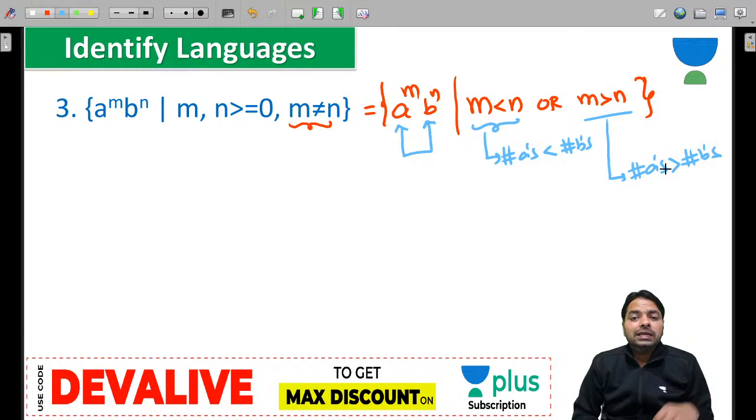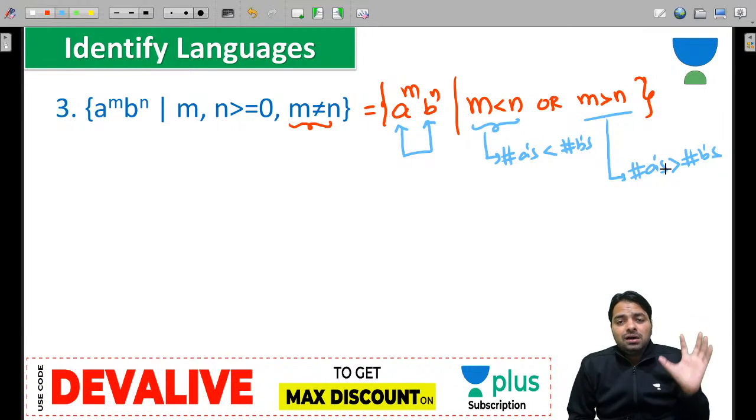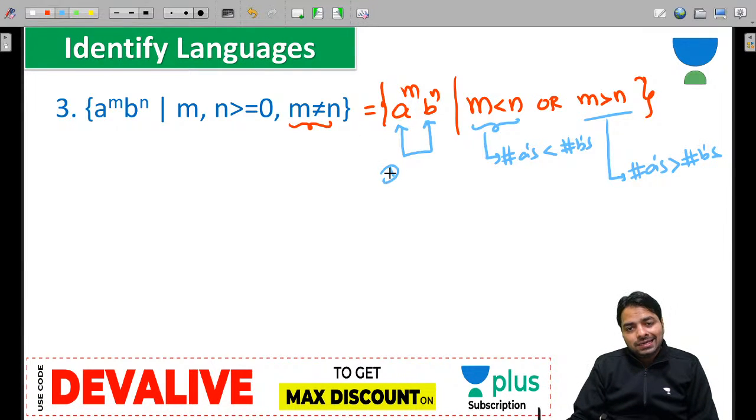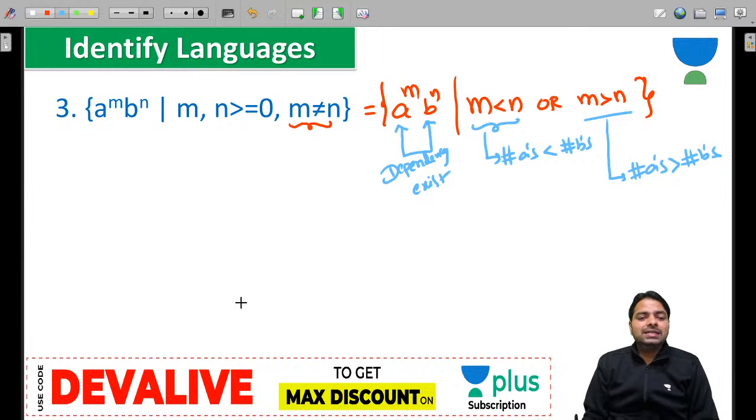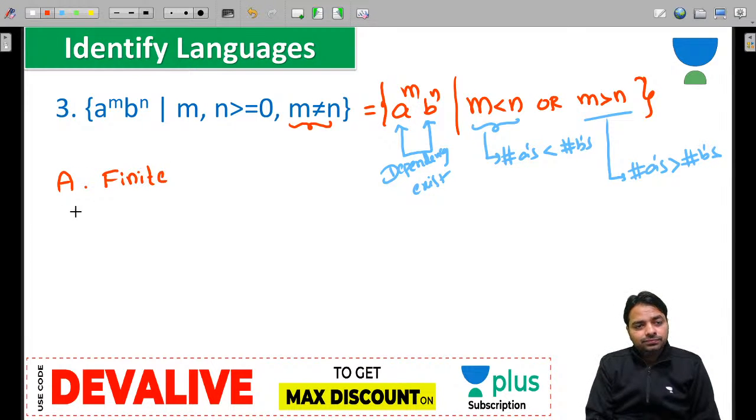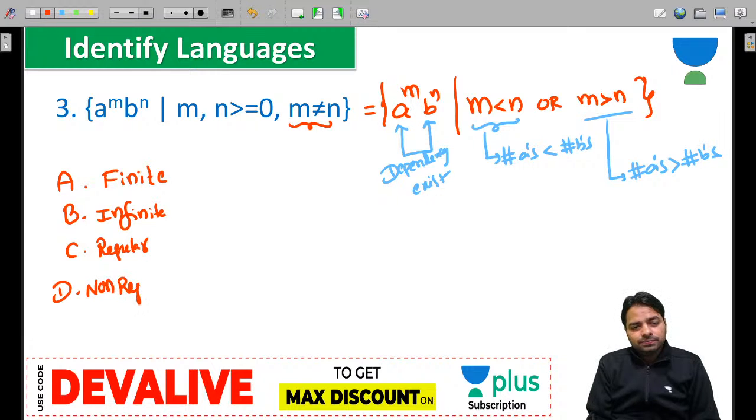Always try to speak in terms of symbols. Forget about m and n and convert that concept into the number of A's and the number of B's. Yes, again a dependency exists somehow, so we say it is non-regular. But what answers are right now? If I give the options finite, infinite, regular and non-regular, what options will you choose? You are going to choose that it is an infinite language, and also it is non-regular.